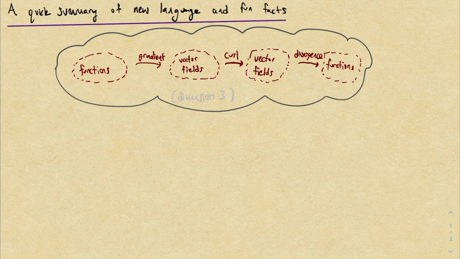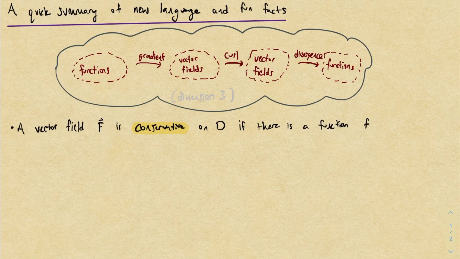The most important definition for today is that a vector field is conservative on some domain D if you can find a scalar function little f on that domain such that when you take the gradient of f, you get the vector field F. If you can do this, we call little f a potential function.